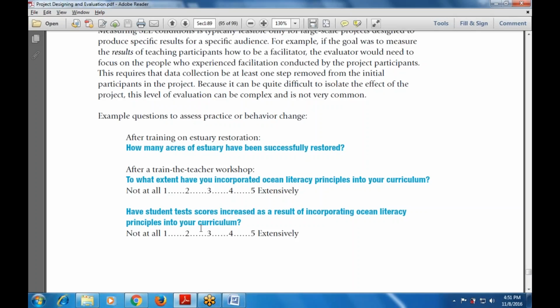The scale is 1, 2, 3, 4, 5. One is low, not at all, meaning nothing, and extensively means very high.